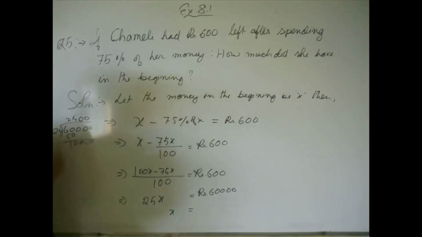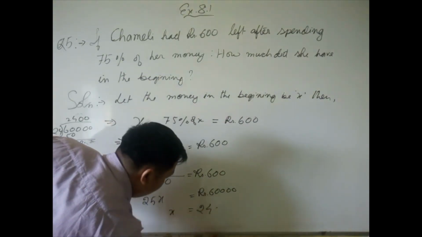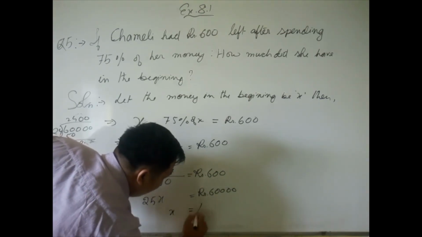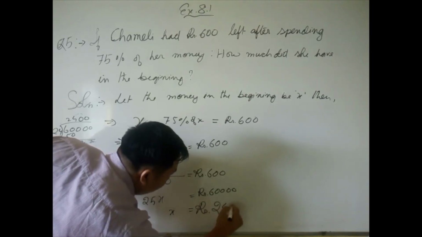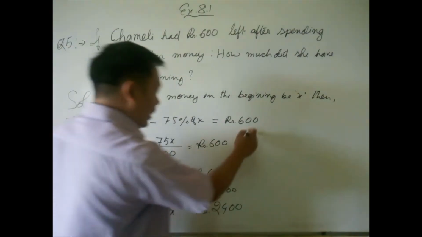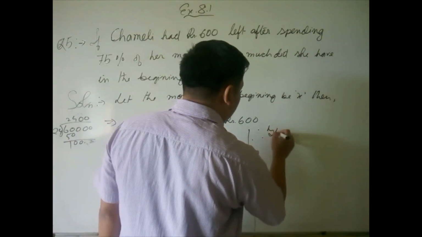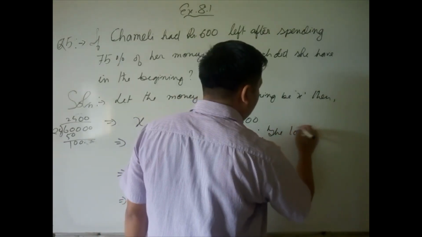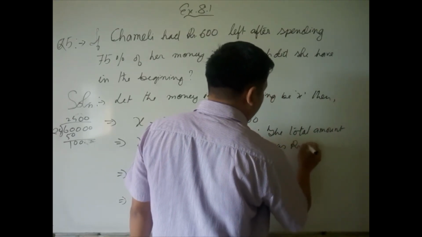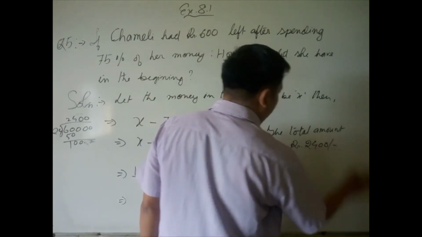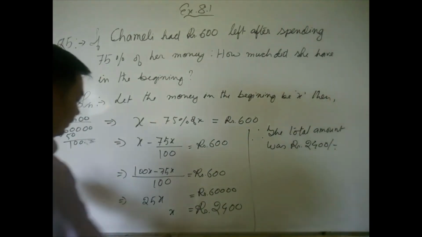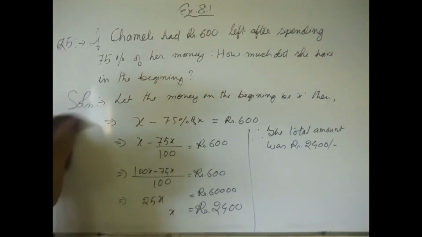That means 2,400 rupees. 2,400 is the money that was with her in the beginning, isn't it? Therefore, the total amount was rupees 2,400 to her. That's all. This is the answer of question number 5. Now let's go to question number 6. Okay. Please note down this, all of you.